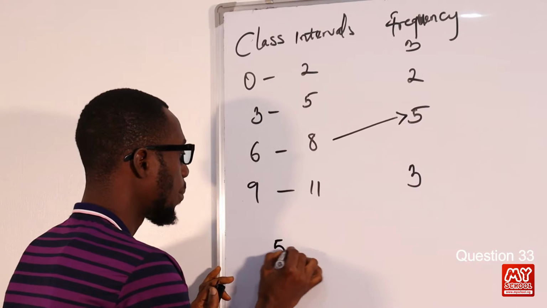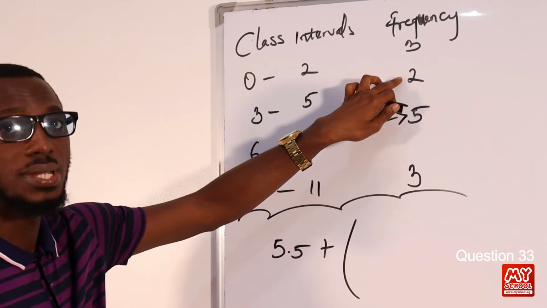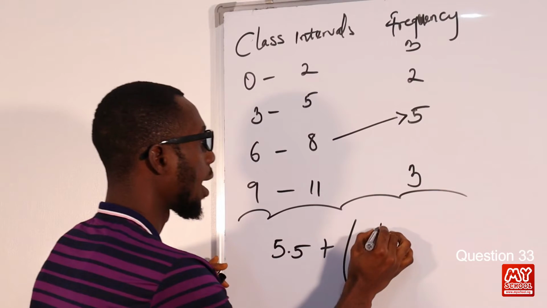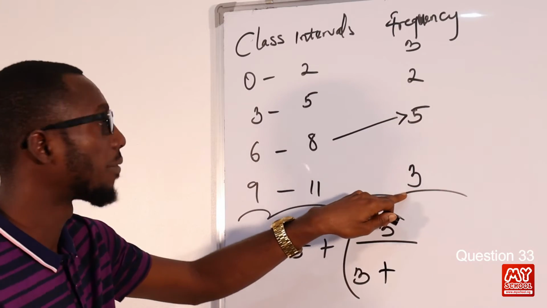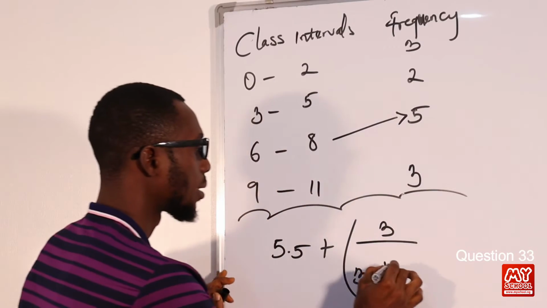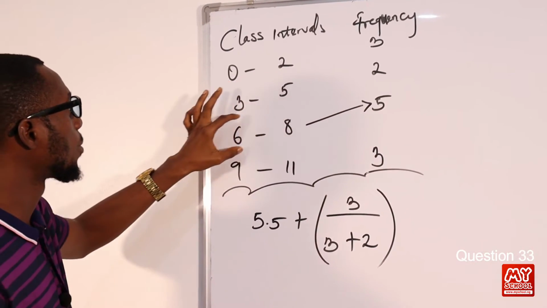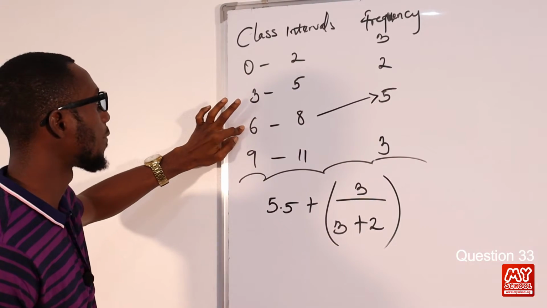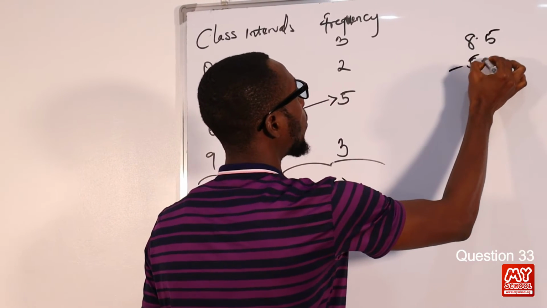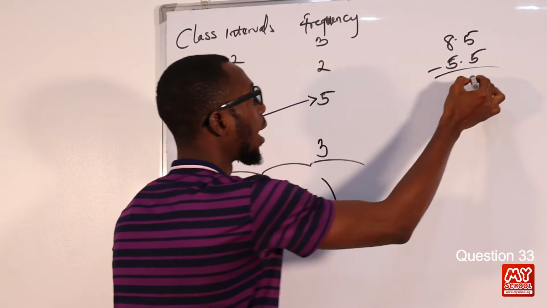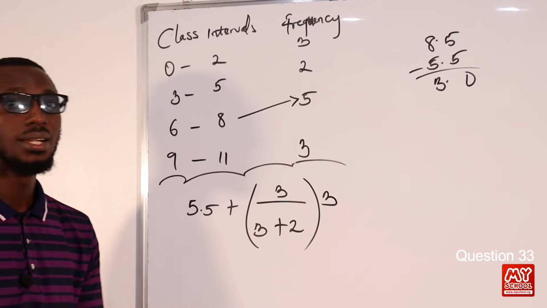So the lowest, that is 5.5, added to 5 minus the preceding value, that is 5 minus 2, we have 3, over 5 minus 2 as well, 3, added to the one after the highest frequency, 5 minus 3, that is 2. Then we are going to multiply it by the difference between these boundaries. The boundaries are 5.5 and 8.5. So 8.5 minus 5.5, that is 3.